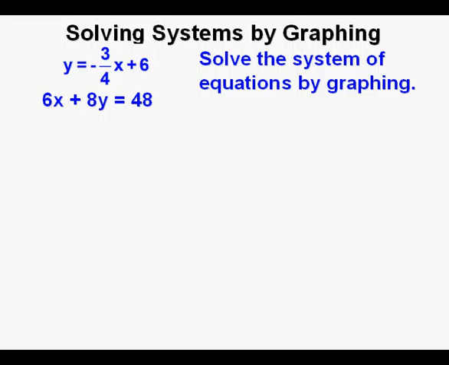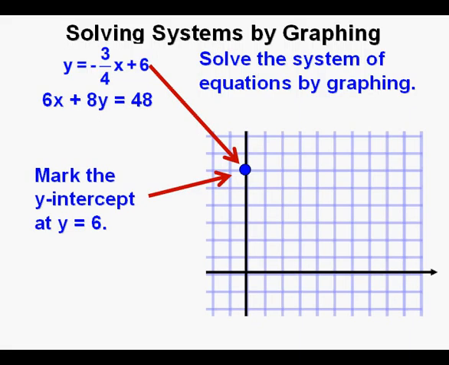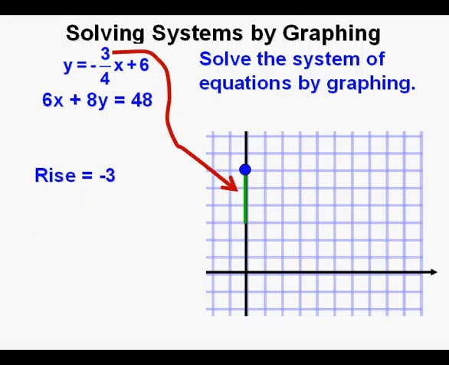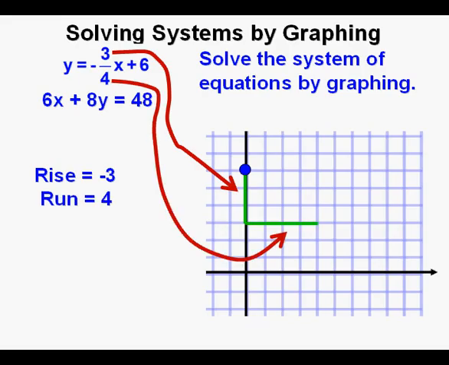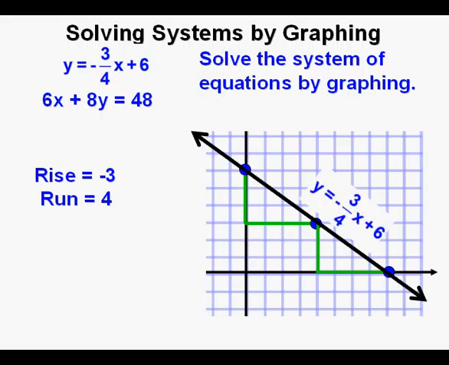For this one, we'll mark the y-intercept of the first equation at y equals 6. And now we take the rise of -3, and so that's down 3, and then we use a run of 4. Then we mark the second point. Now for accuracy of the drawing, we can use the rise and run a second time to get a third point. And using the points, we can draw the line and label it with the equation.